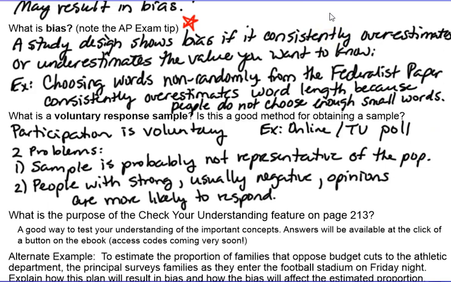So if the study consistently overestimates or underestimates the value you want to know, then that study design has bias. An example of a design flaw in a study was choosing words non-randomly from the Federalist Papers, because we found that would consistently overestimate word length. People don't choose enough small words. They tend to choose one small, one medium, one large, and so forth, and that ends up overestimating the word length.